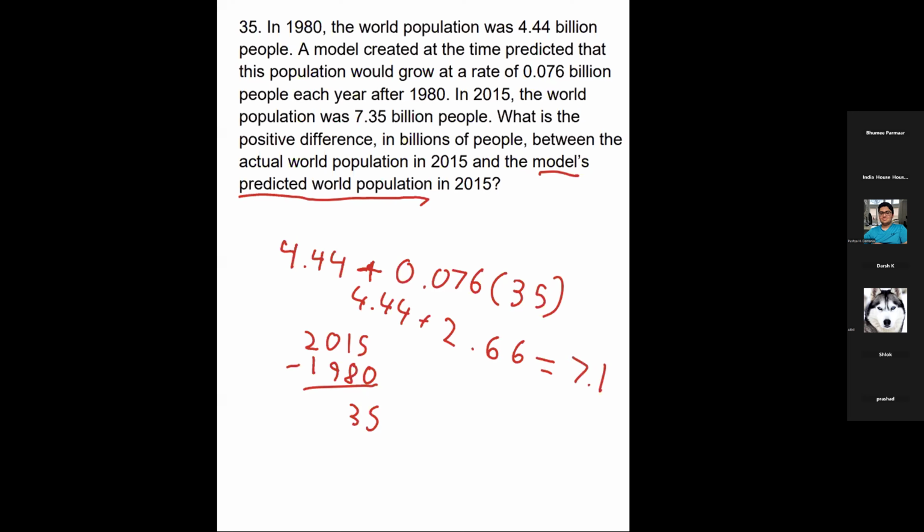Someone asked, isn't 0.076 the rate? Yes, that is the rate. 0.076, so yeah, that is the rate.